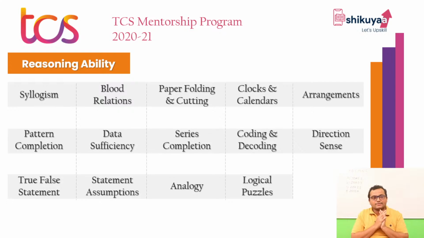We will see in the upcoming session on statement and assumption. Now next is analogy. What is analogy? In analogy, there is a comparison between 2 elements, and we need to find out the 4th element as compared to the 3rd one. Take an example.